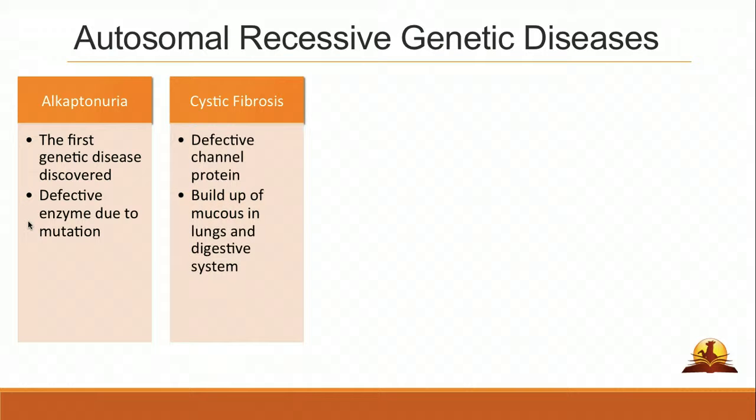Next one is cystic fibrosis. You may have heard of this because it's a little bit more popular. Basically there's a channel protein that's defective, and you get a buildup of mucus in the lungs and the digestive system. So basically a protein is defective and it tends to build up mucus, or basically there's a log jam and you can get these big lumps in your body.